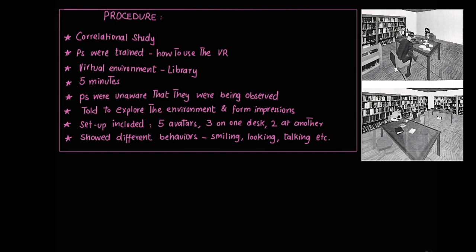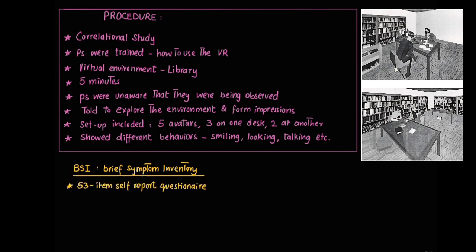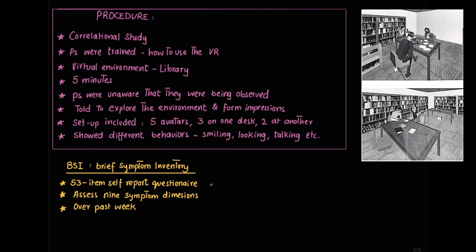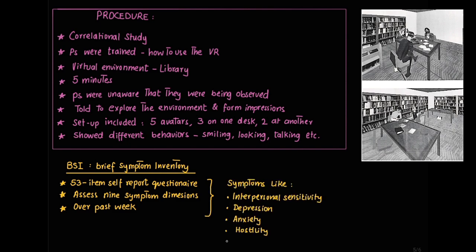After the VR phase of the procedure was concluded, participants were asked to fill out the Brief Symptom Inventory (BSI), which is a 53-item self-report questionnaire to assess 9 symptom dimensions over the past 1 week, some of which include interpersonal sensitivity, depression, anxiety, hostility, psychoticism.